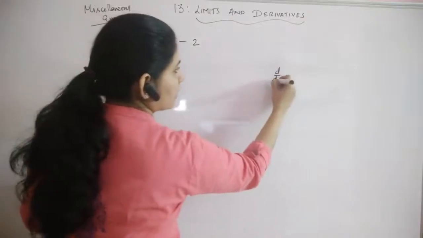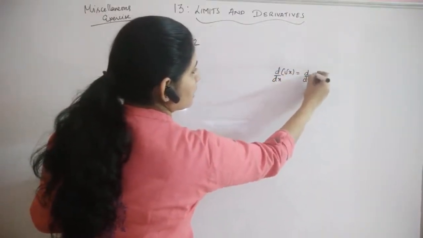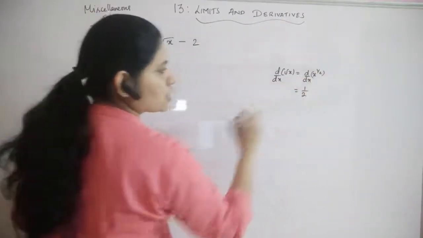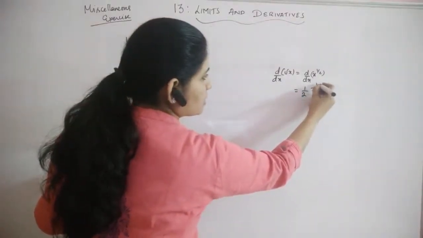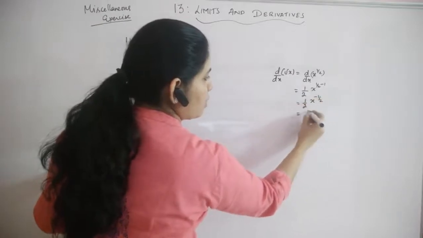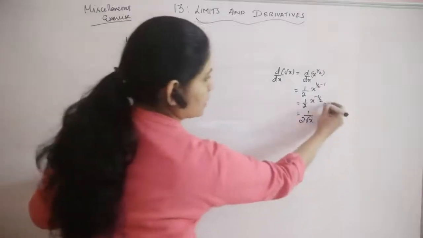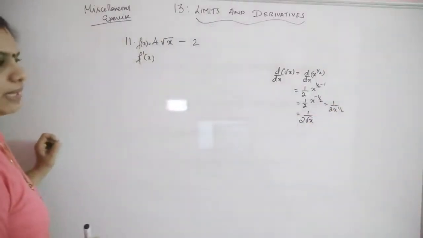Now how we are getting, I will just tell, derivative of root x is equal to derivative of, you can write it as x raised to 1 by 2, right? Now applying the, again, derivative of x raised to n is nx raised to n minus 1. So 1 by 2 x raised to 1 by 2 minus 1, which is 1 by 2 x raised to minus 1 by 2, or 1 by 2 root x. In the denominator it will become 1 by 2 x raised to 1 by 2. Okay, so it is 1 by 2 root x.